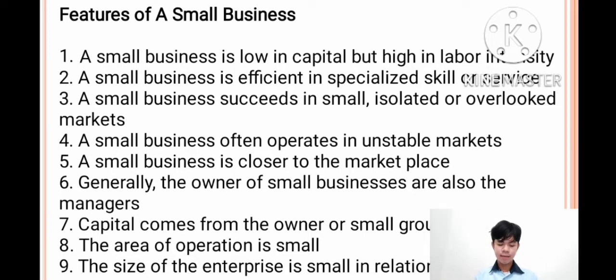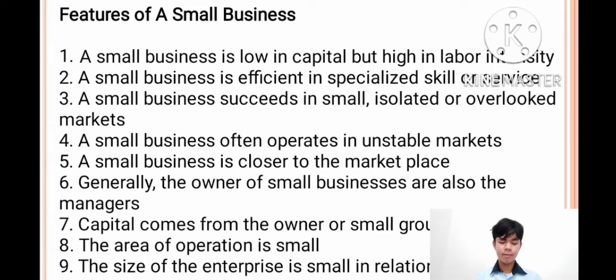Sa number 1, sinasabi niya na, sabi nga, low capital ka but make sure na mataas yung labor intensity mo in order to operate. Sa number 2 naman, kailangan when you do business, kailangan skillful ka. Sa number 3, dito naman, target location is really important. Or, dito, if alam na nating unstable yung business market natin, we need to conduct a research.